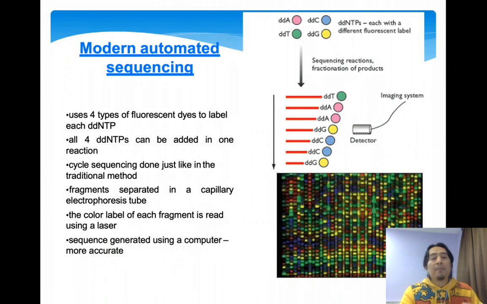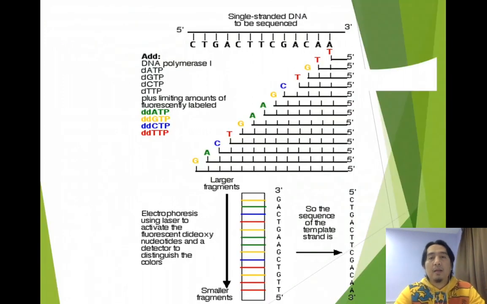The same goes for the basic Sanger method just now. Previously, cycle sequencing is done just like in the tracer. Yeah, this one is the method. Fragments are separated in the capillary electrophoresis tube. The color label of each fragment is read using a laser, and the sequence is generated using computer interference. So let's see. Okay, so basically this is what happens in the machine.